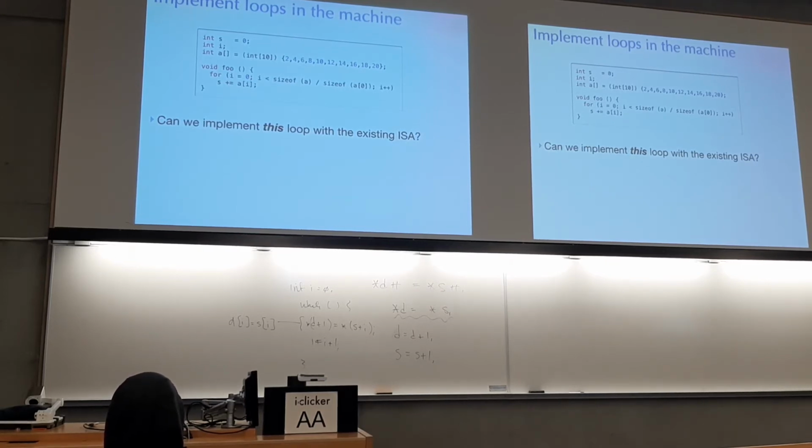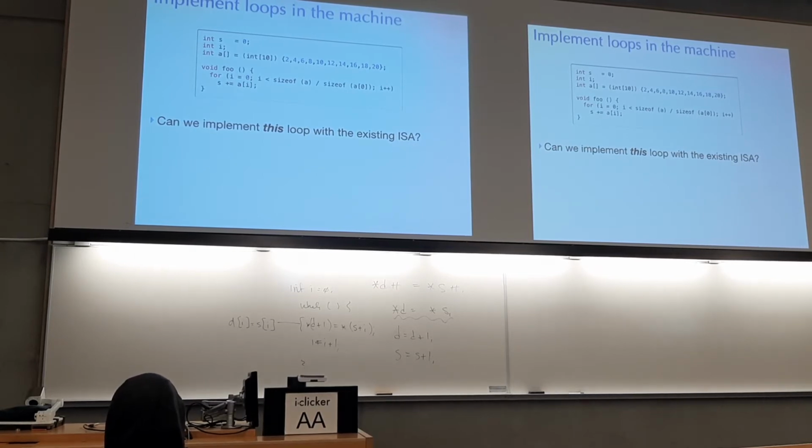This code has a statically initialized array, and it loops through that array, summing up the values of the array. The question is, can I compile that into machine code, assembly code, without adding any new instructions? Or am I going to be required to add a new instruction for that particular loop? Okay. Discuss that with each other. Do I need a new instruction or not?